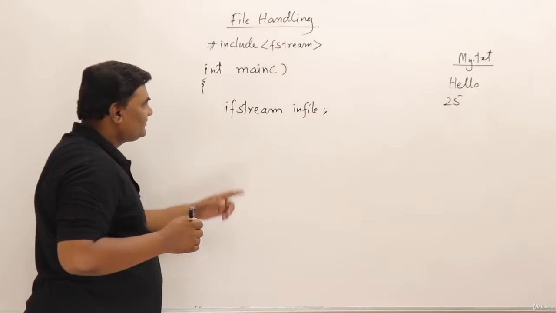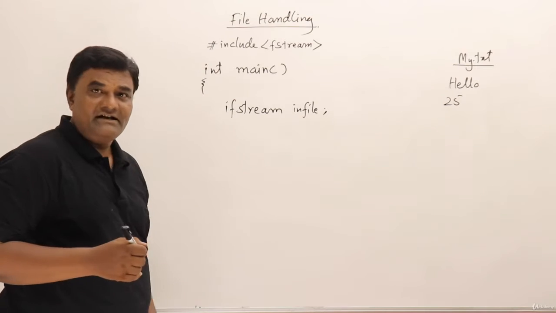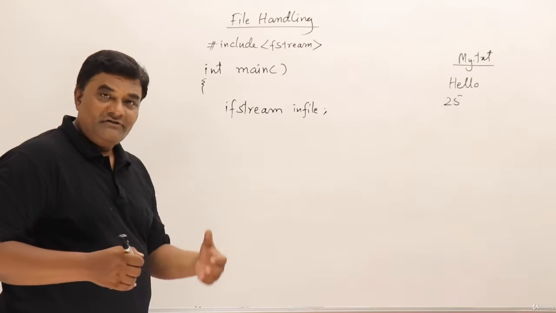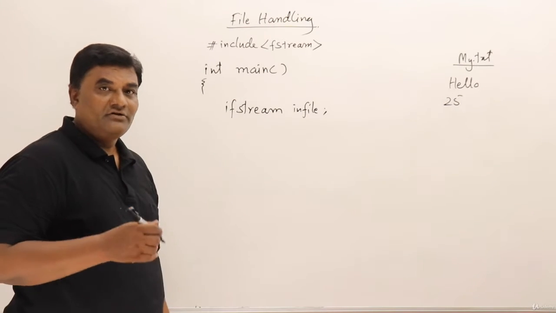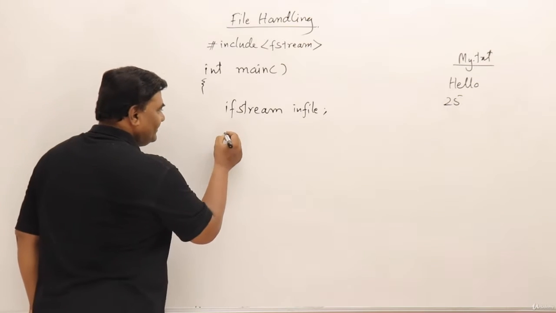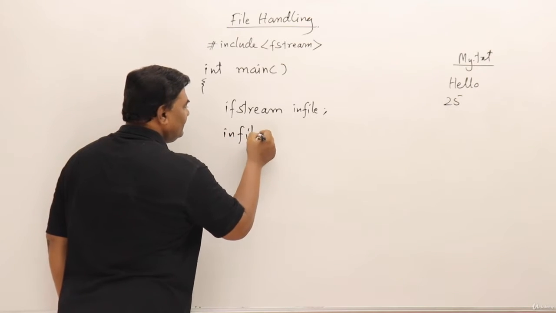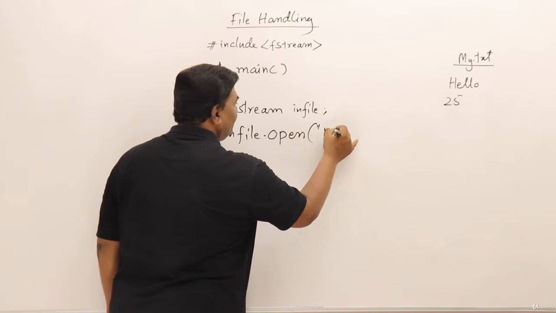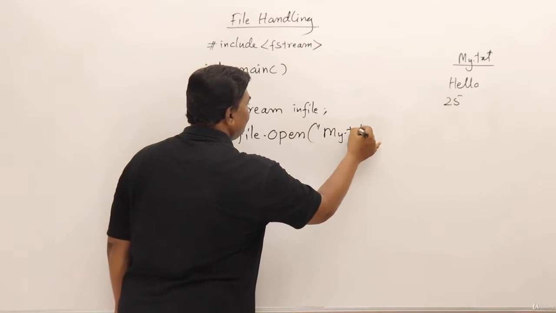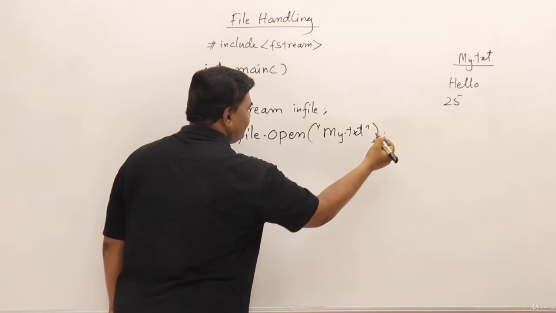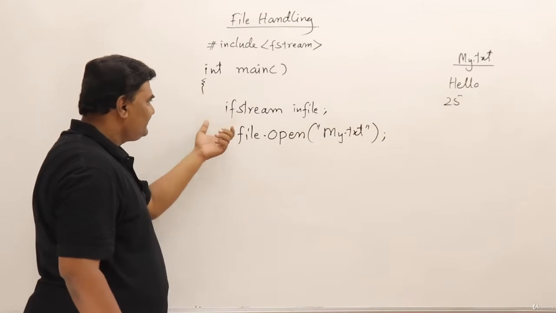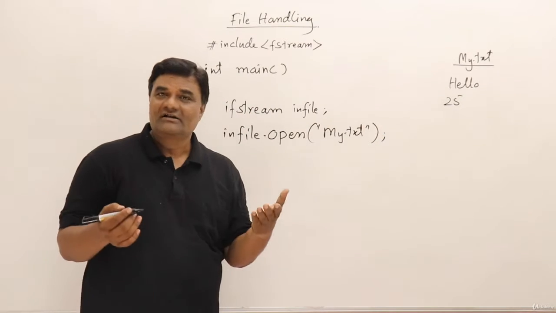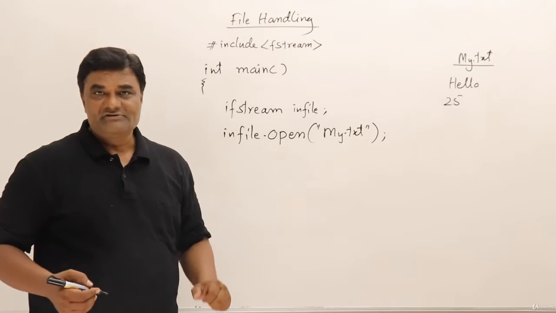That's all. I have just given the object there. I did not mention the file. Now we will see the other method of opening a file. So in file dot open, what's the file name? my.txt. That's it. And we are using input file stream, so we are making it for reading purpose only, right?